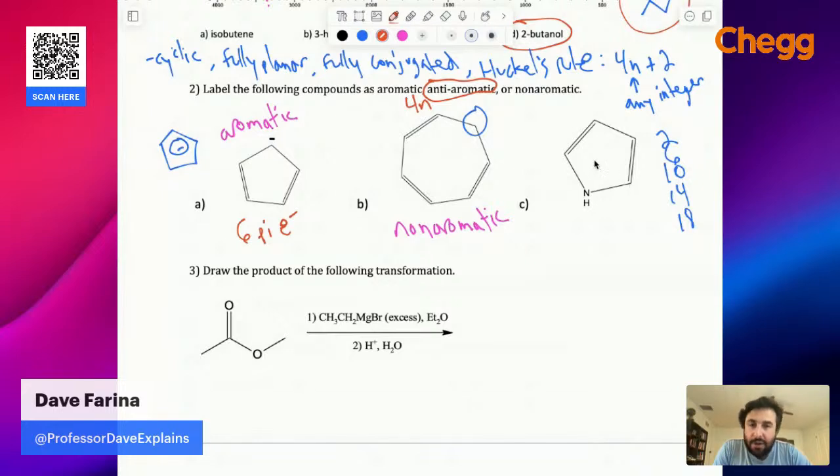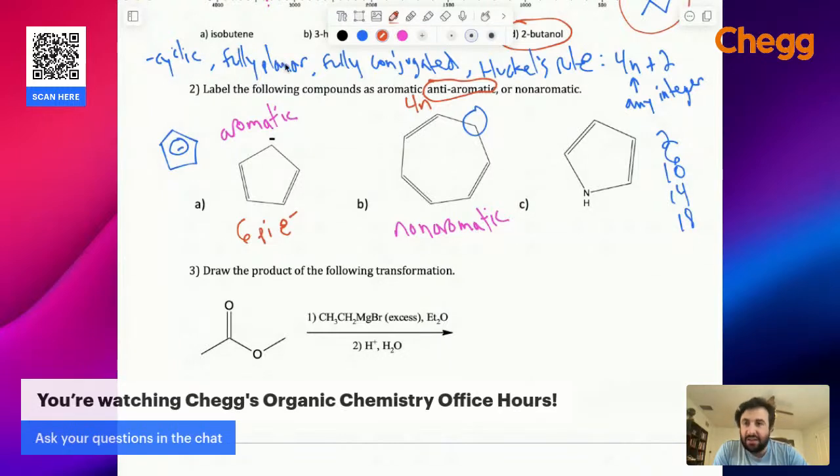Now let's look at this one here. This is a pyrrole. Is it cyclic? Yes, it is. Is it fully planar? It is. And for the same logic as with the cyclopentadienyl anion, you would be telling me, hey, but Dave, that nitrogen is sp3 hybridized, right? So that's tetrahedral. That's not planar, but we have a lone pair here. What happens if you start drawing resonance structures, right? You could put an anion on there. You could push it the other way.